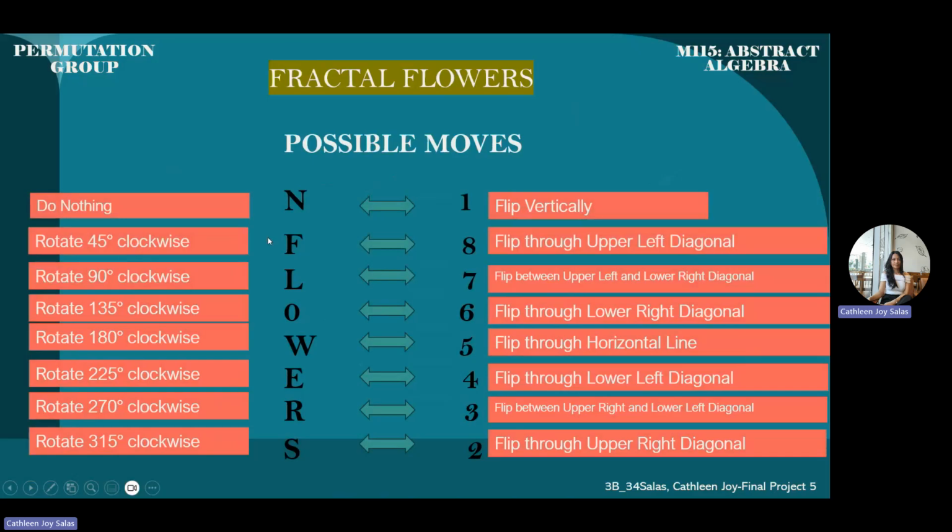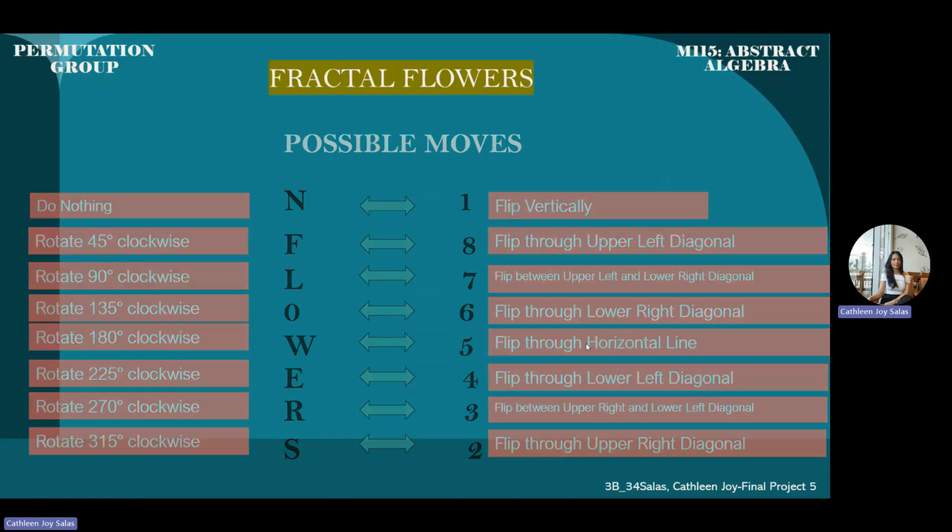So we have the do nothing, rotate 45-degree clockwise, rotate 90-degree clockwise, rotate 135-degree clockwise, rotate 180-degree clockwise, rotate 225-degree clockwise, rotate 270-degree clockwise, and rotate 315-degree clockwise. And for the back, we have the flip vertically, flip through upper left diagonal, flip between upper left and lower right diagonal, flip horizontal to horizontal line, flip through lower left diagonal, flip between upper right and lower left diagonal, and flip through upper right diagonal.